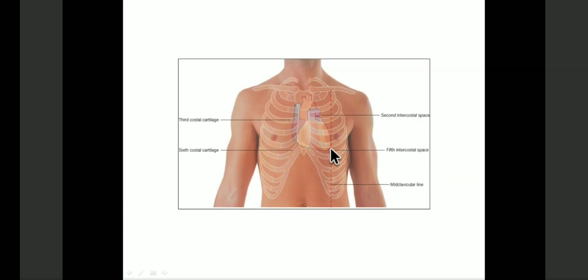So just slightly below and medial to the midline, in the fifth intercostal space, around 9 centimeters from the median line, lies the apex of the heart. This is the surface projection of the heart, where it's exactly lying in the body. You can see it's lying behind the body of the sternum, and the apex is coming just below and medial to the nipple.